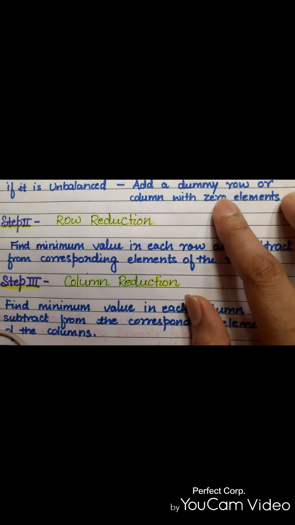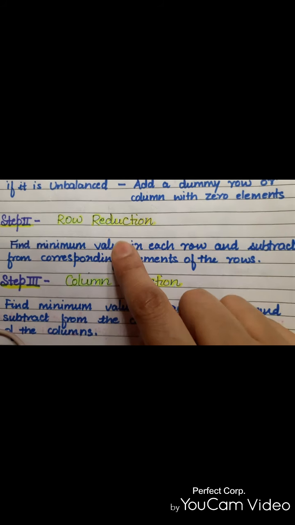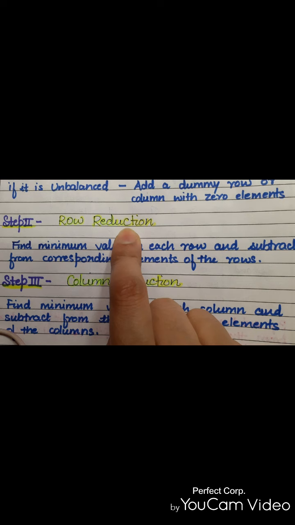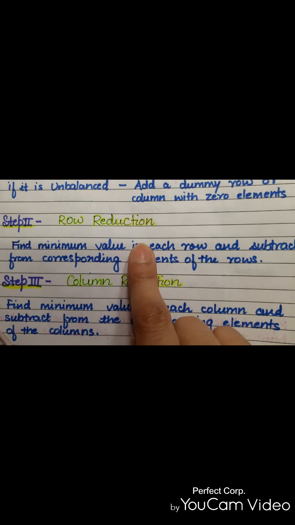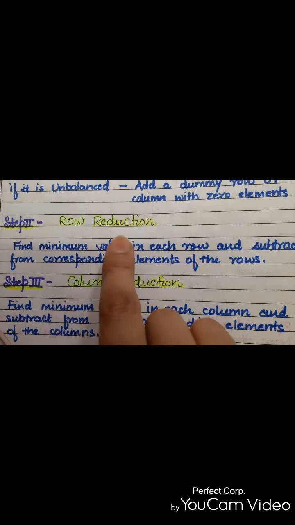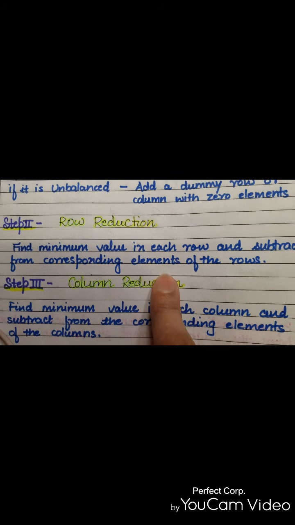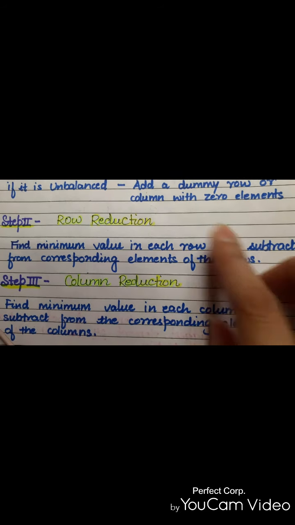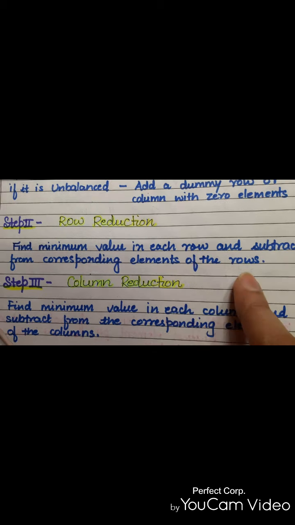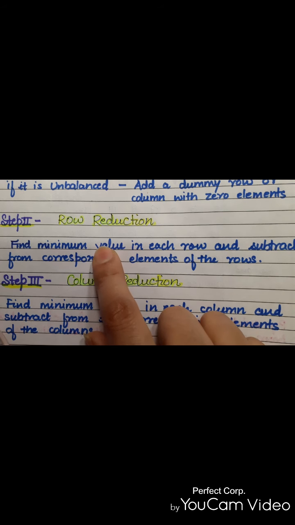After making the assignment problem balanced, the next step we have to follow is row reduction. That means for the rows given in the problem, find the minimum value in each row. Take every row one by one, find the minimum value in each row, and subtract that minimum value from all the corresponding elements of that row.